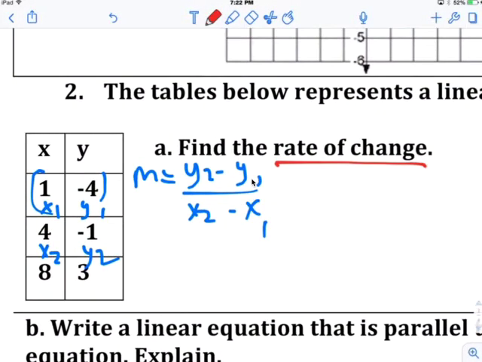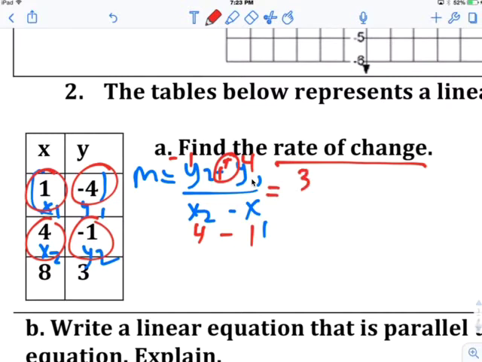y2 is -1 minus y1, which is -4. x2 is 4 minus x1, which is 1. Okay, these two become a plus right there. That's where a lot of kids make a mistake. You get 3 over 3, or the rate of change is 1.